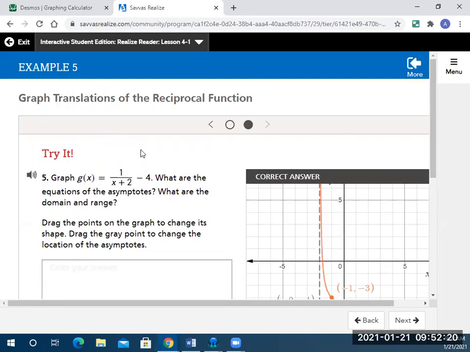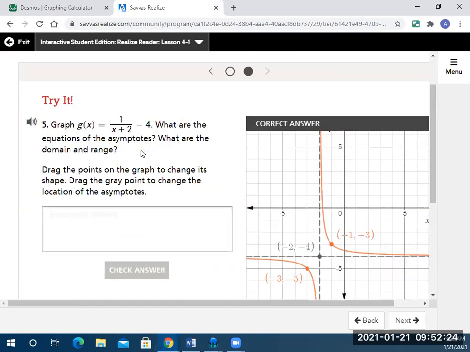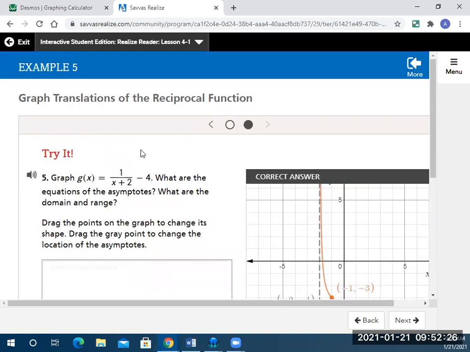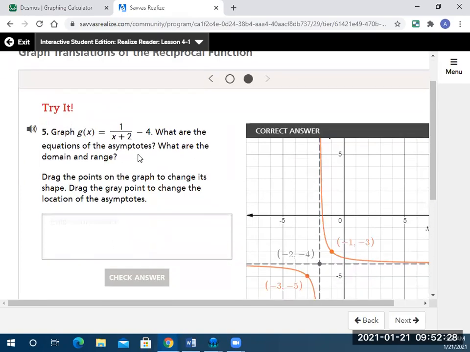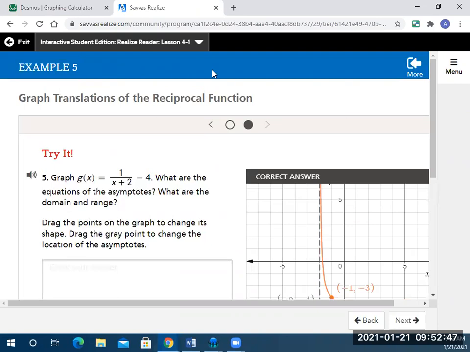Does anyone not? Okay. So now we know that our range is y does not equal -4. Our domain is x does not equal -2. Our horizontal asymptote is y equals -4, and our vertical asymptote is x equals -2. All right. This is the last example in this lesson. We're going to move on to lesson 4-2.